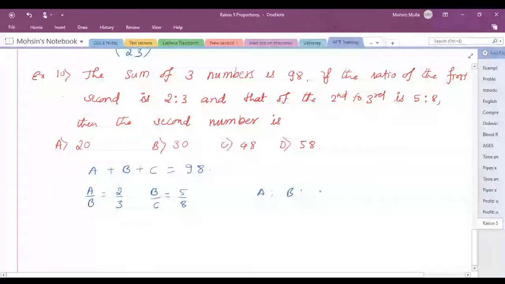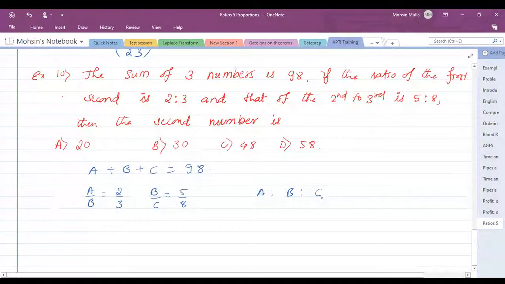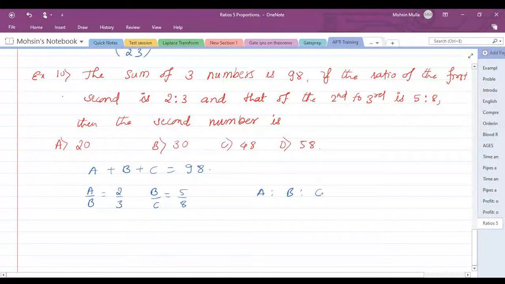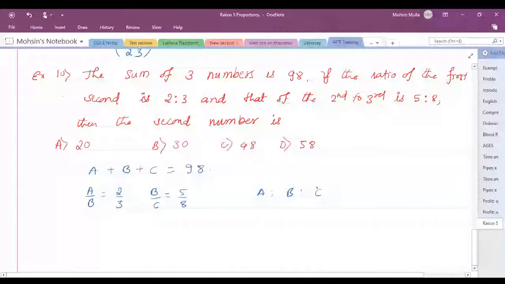Now this B needs to be common between A and C. Then this B value should be the same. It cannot be a different value in the first and in the second ratio. Whenever we are writing a ratio between three numbers, A by B, the B in the denominator will also be the same value as B in the numerator of the second ratio, B by C.